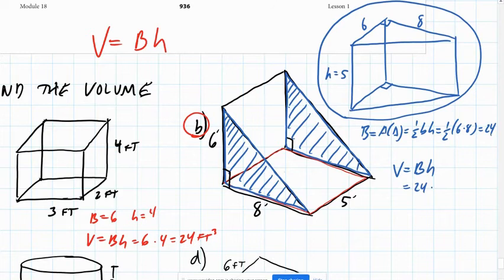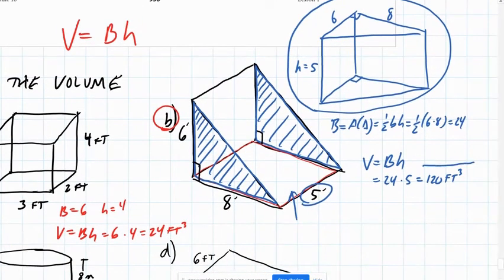When it's sitting like this, it's hard to tell which one is the base, so you need to recognize that it has to be the 5 because that's what's perpendicular to the two parallel triangles. And so the height is 5, and so then 24 times 5 is 120, and that's going to be in cubic feet. That one didn't need to be rounded because it's already exact. We didn't have pi in our answer for this one because there are no circles.